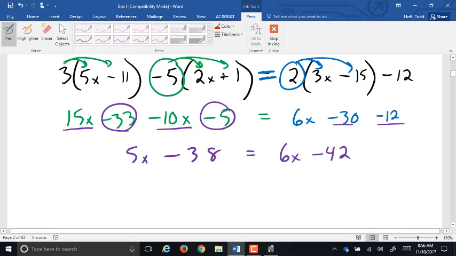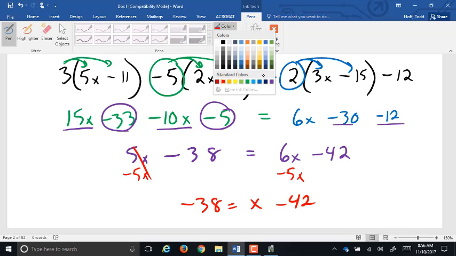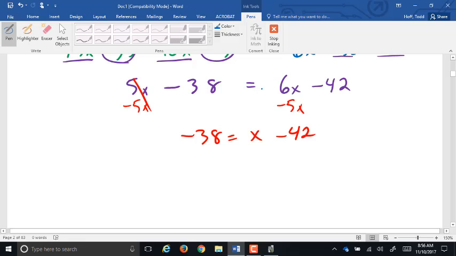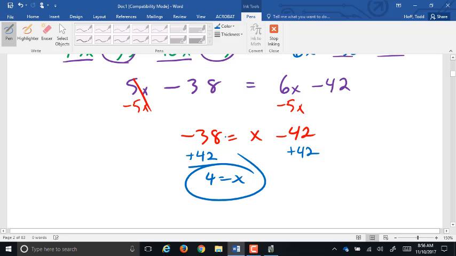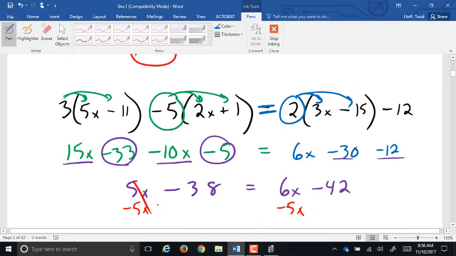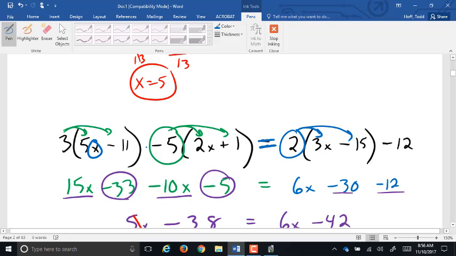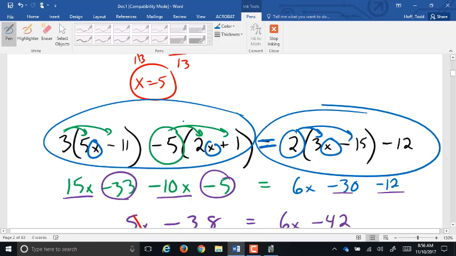Now we have a variable on each side. Need to get rid of one. Subtract the 5x. So yes, we got negative 38 over here. That is just 1x or just x, minus 42. And then add 42 to each side. So 4 equals x. And as always, if you get to this point and you're not sure, you can go back and you put 4 in everywhere the x appears and see if you get the same value on each side of the equal sign.